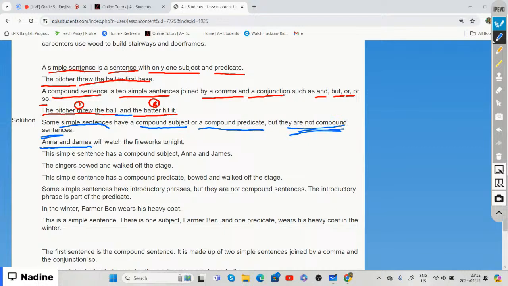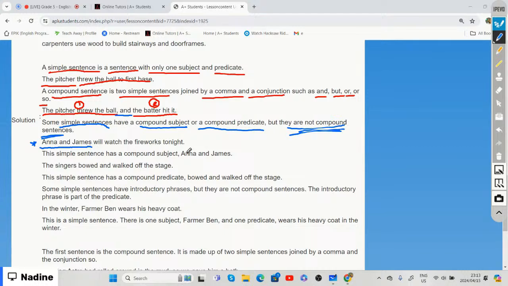So the example is Anna and James will watch the fireworks tonight. Anna and James is our compound subject, right? And then our predicate is will watch the fireworks tonight. Which means that once again, Anna and James is our compound subject. It's not just Anna, it's not just James, it's Anna and James.